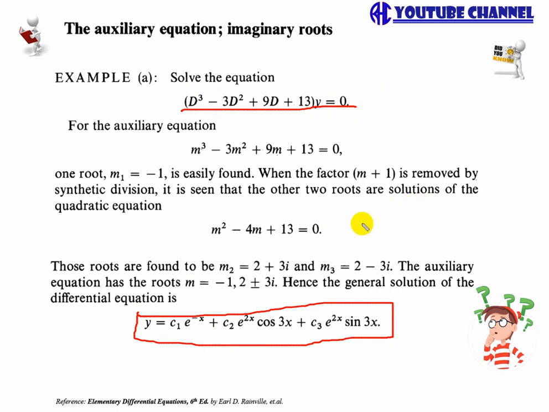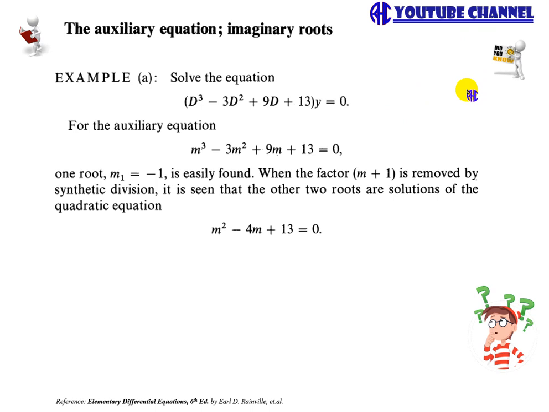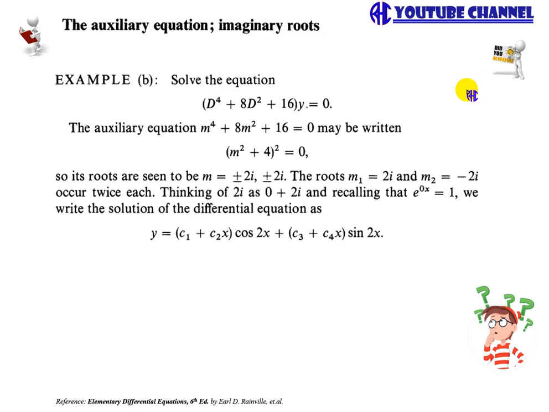So makikita natin mayroong imaginary roots. So we can eliminate the imaginary roots by applying the trigonometric function. Okay, so mag-sample pa tayo ng isang sample pa. Okay, so solve the equation D to the 4th plus 8D squared plus 16 times the quantity y is equals to 0.